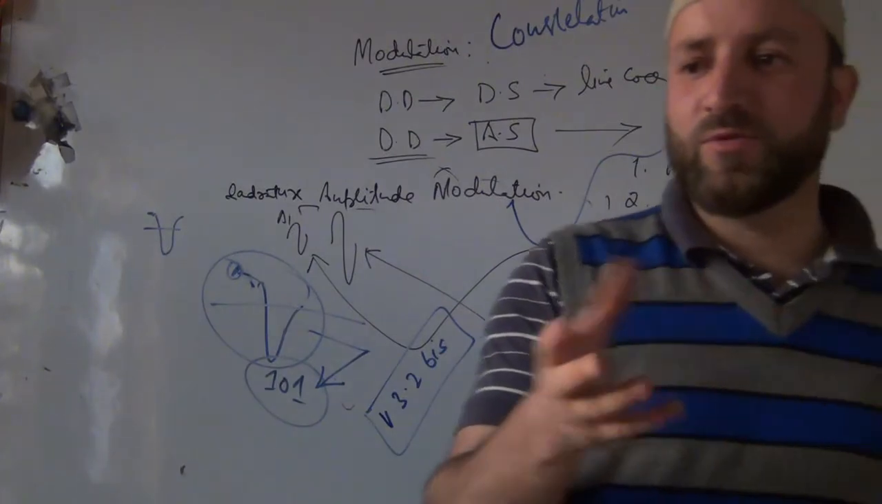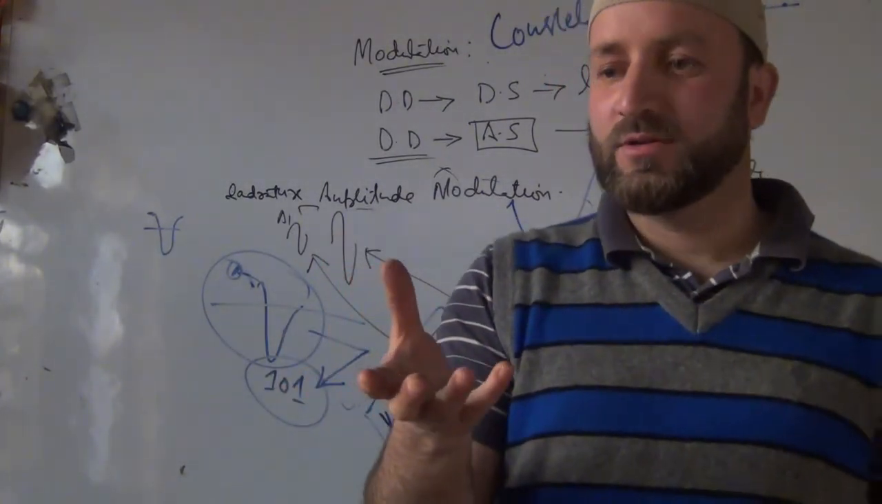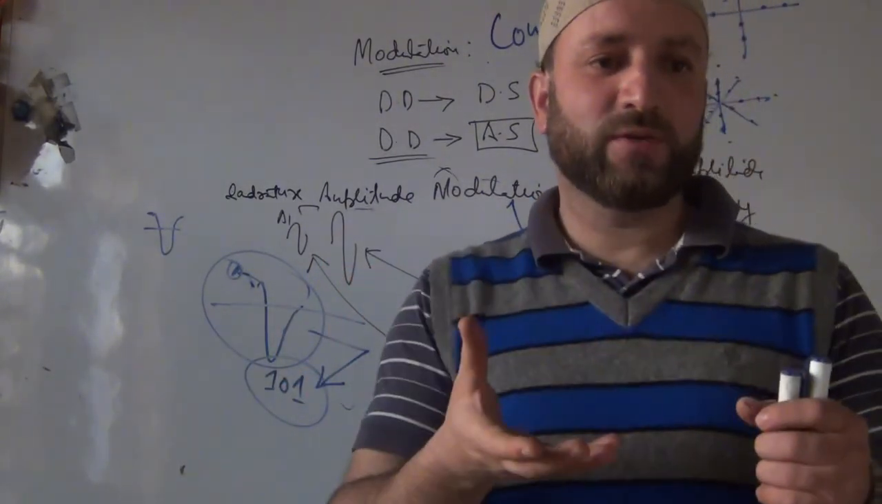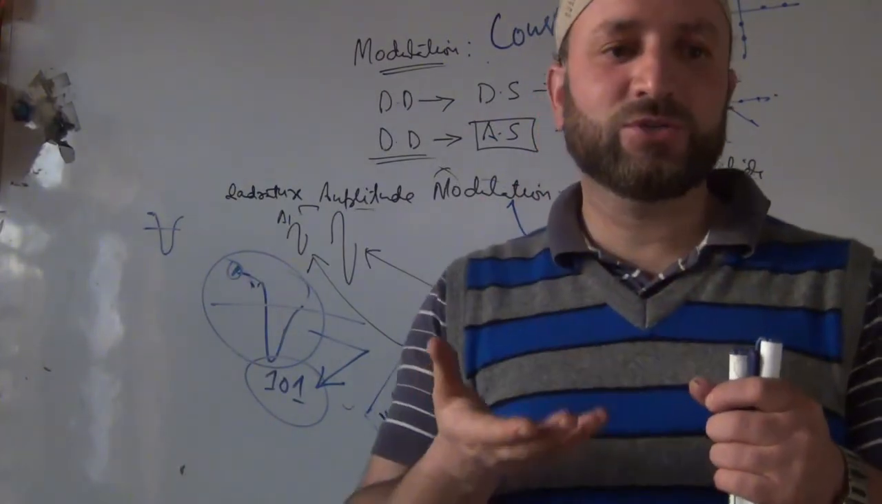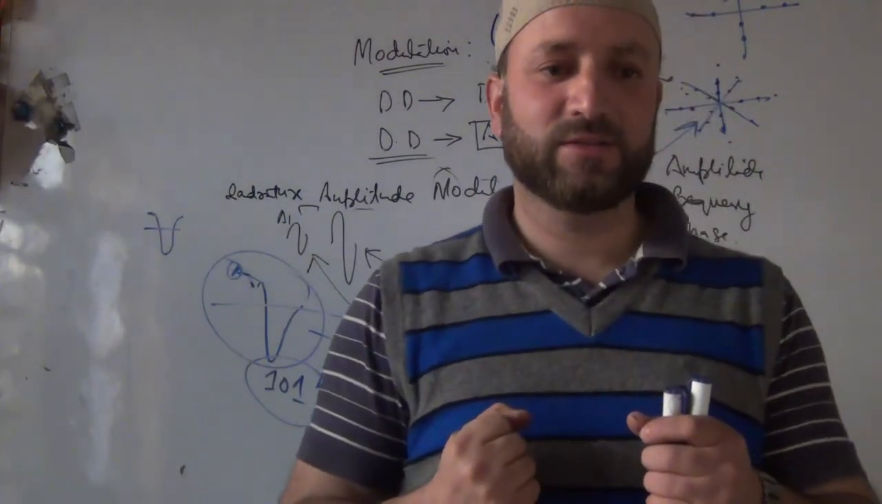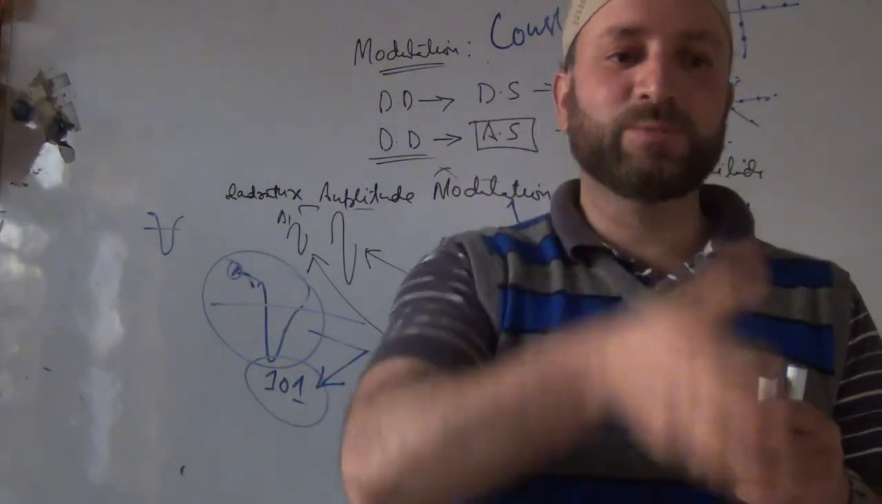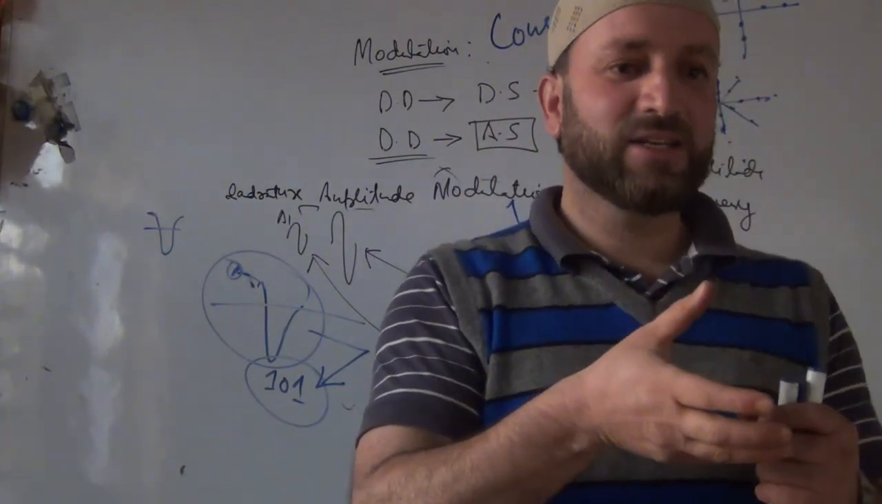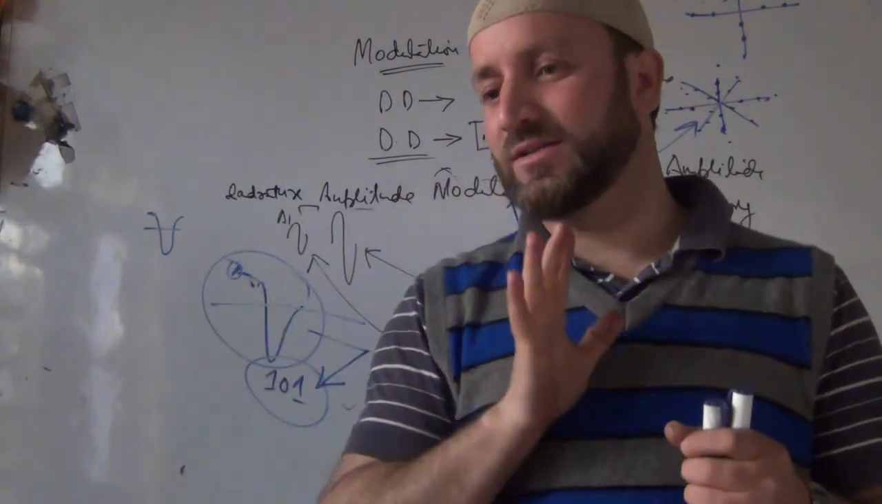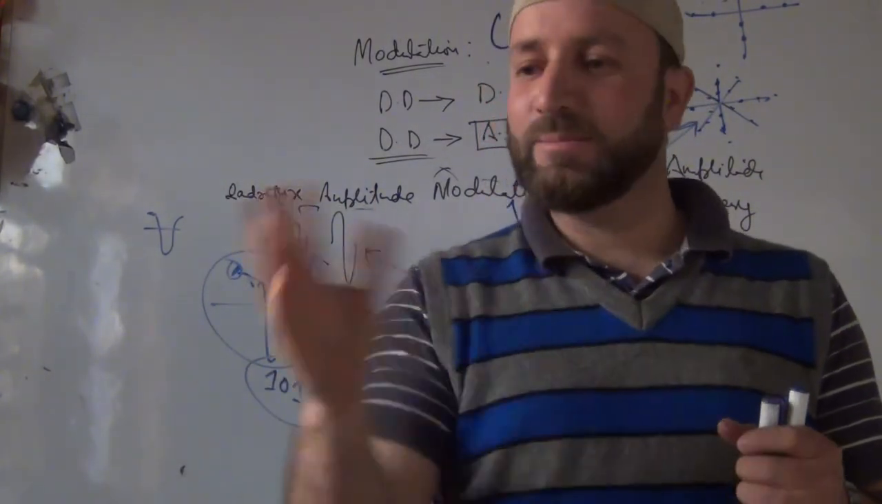Actually, what we need is more combinations. It's about combinations. How many combinations do we have? If we have, for example, 16 combinations, we can use 4 bits per signal. If we have 32 combinations, we can use 5 bits per signal. So we are sending the same signal, but the meaning changes now.